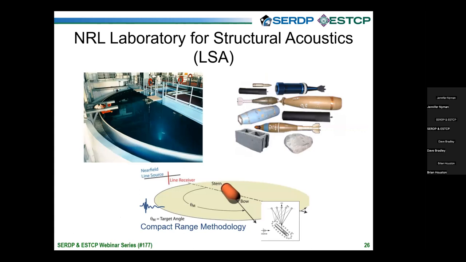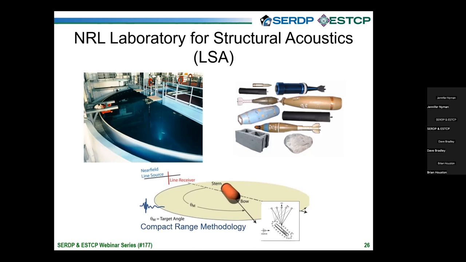So this laboratory for structural acoustics has a number of broadband robotically controlled sources and receivers to allow us to make the kinds of measurements that would allow us to do fairly intricate research on UXO and other items of interest to the Navy. On the right, I show you a cluster of items in a photograph that captures UXO. We have 155 millimeter shell and also mortars and the rocket and so forth.